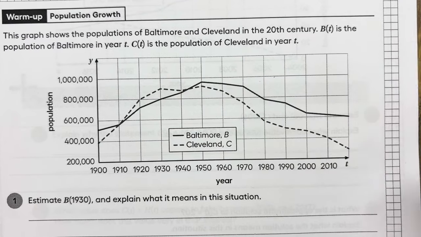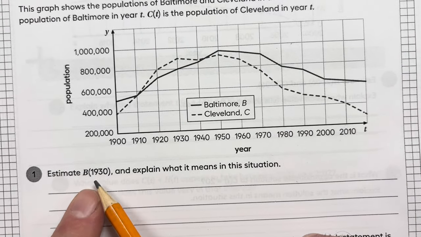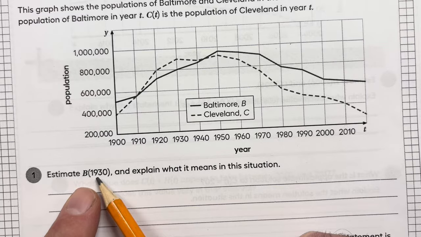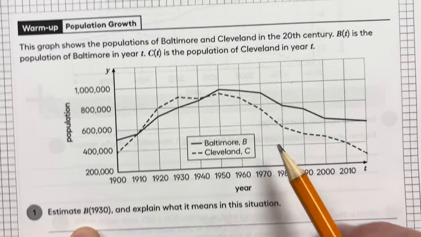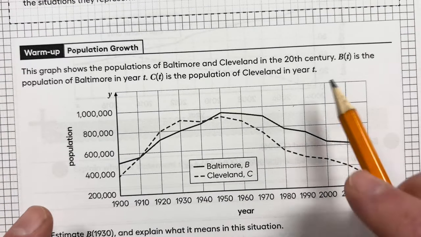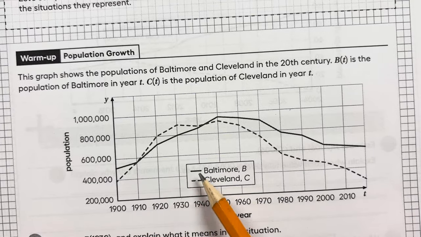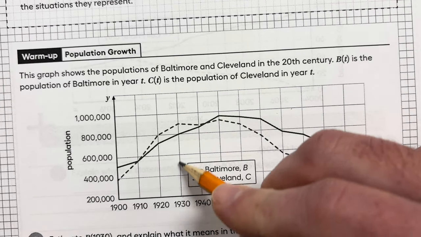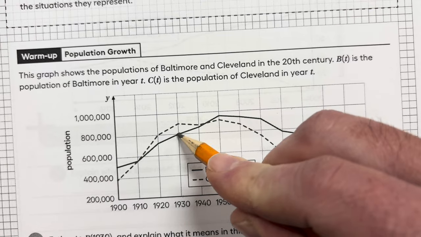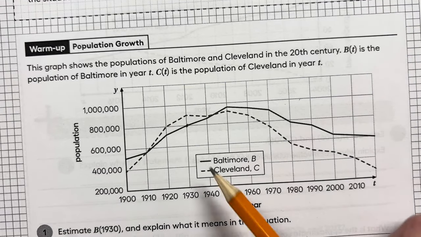All right, hopefully you have paused the video and now you're coming back to check your work. Estimate B of 1930. So I'm going to look at 1930 here, and I'm going to go to B. B of T is the one that has the solid line here, and so that's this guy right here. And 1930 is right here. And the solid line, that's right there. That looks pretty much 800,000 is what that looks like to me.